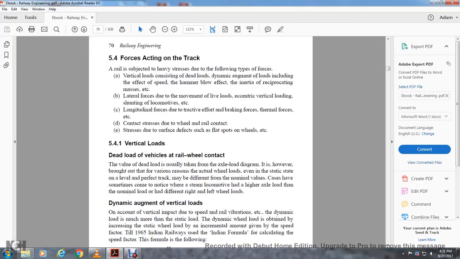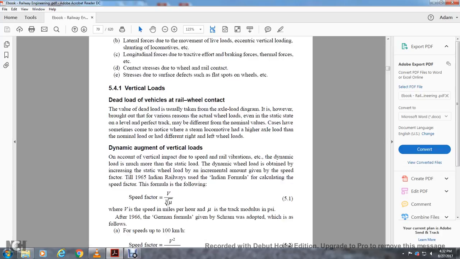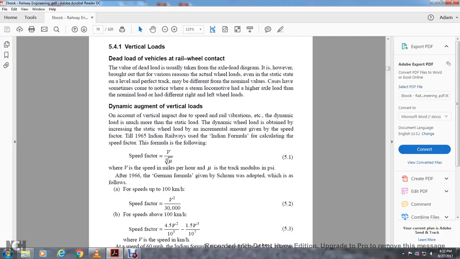5.4.1 Vertical loads. Dead load of the vehicles at wheel contact. The value of the dead load is usually taken from the axle load diagram. However, for various reasons, actual wheel loads, even on a perfectly level track, may be different from the nominal wheel loads. Sometimes the steam locomotive has a higher axle load than the nominal load, and the right and left wheels have different loads. The dynamic augment of vertical loads. Due to the vertical impact caused by the speed and rail vibration, the dynamic load is more than the static load. The dynamic wheel load is obtained by increasing the static wheel load by an incremental amount given by the speed factor.